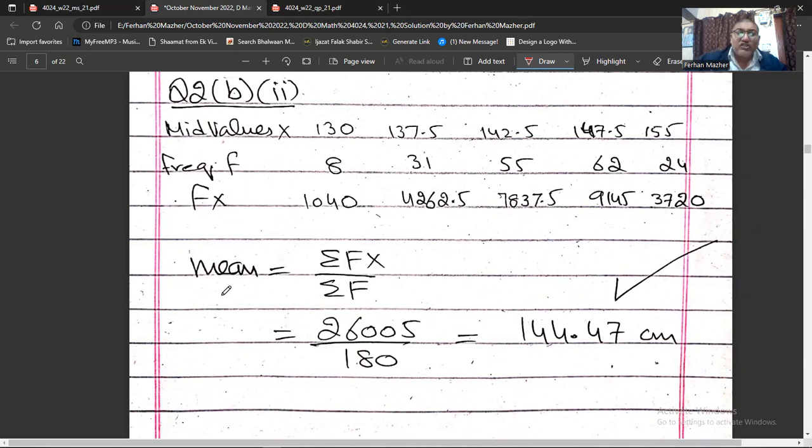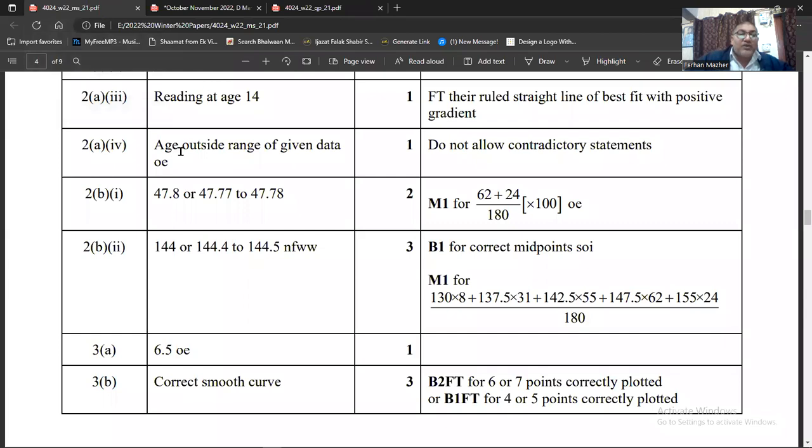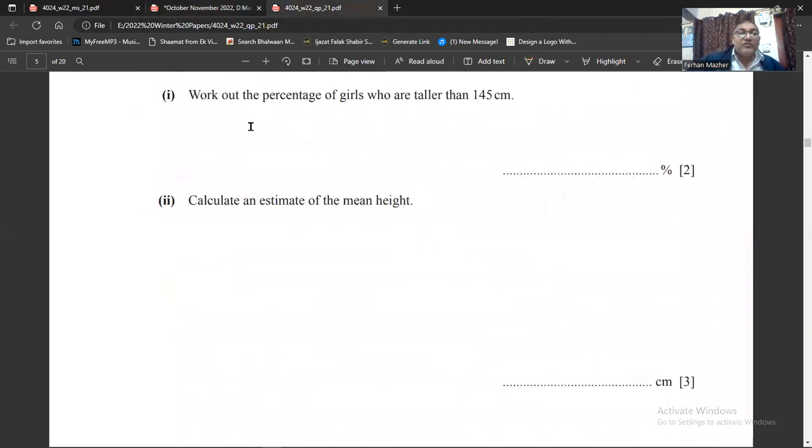That's fx. So the mean will be the summation fx divided by the summation f. If I add 1040 plus 4262.5 plus 7837.5 plus 9145 plus 3720, that will be 26005. And divided with the total frequency, if you add these frequencies, it will be 180. So 26005 divided by 180, and that will be 144.47 centimeter. 144.47 centimeter is the mean value. So it will be 144.5 as the rounded answer. So I hope you understand.